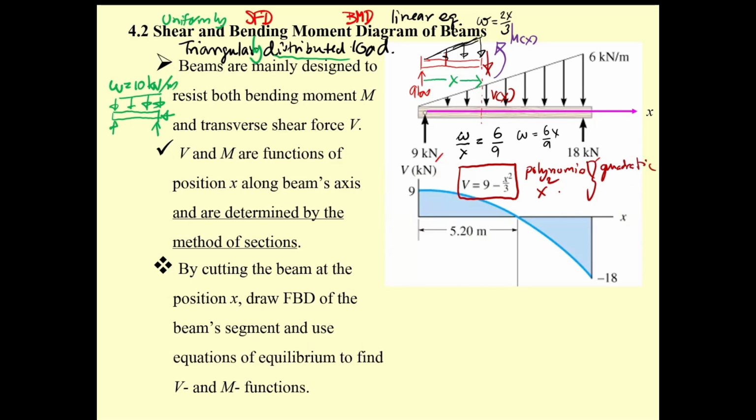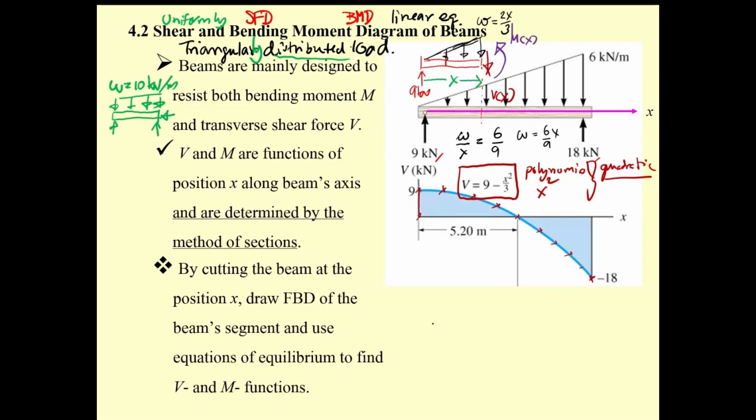Quadratic polynomial function. Okay, and then cut the graph. If this is 0, it is 9. If this is 9, it's going to be 9 squared over 3, which is 27. 9 minus 27 is going to be minus 18. Okay. Due to the quadratic function, this one is going to be in the form of a curve.